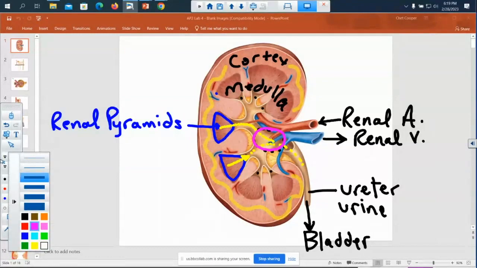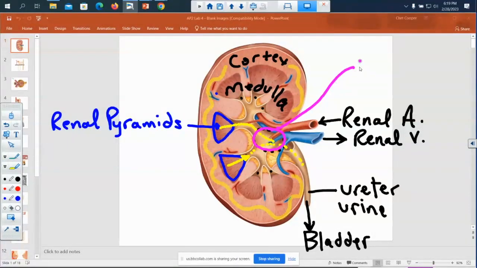This one, y'all remember what this was called? It's called the renal pelvis, where the ureter opens up to a bigger space in the kidney. That space in the kidney that collects urine is called the renal pelvis.